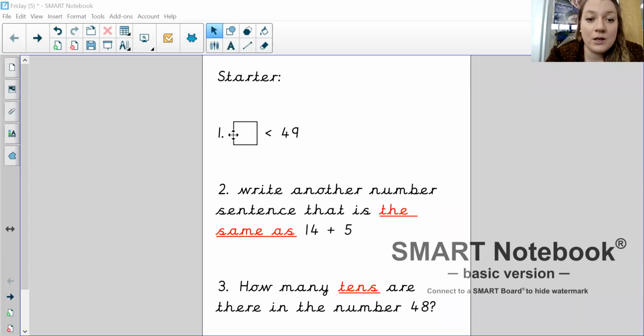So question 1. Fill in a missing number. Look carefully at that symbol and then think carefully about what number could go in this box. Question 2. Write another number sentence that is the same as 14 add 5. And then question 3. How many tens are there in the number 48? So pause the video and answer those questions.